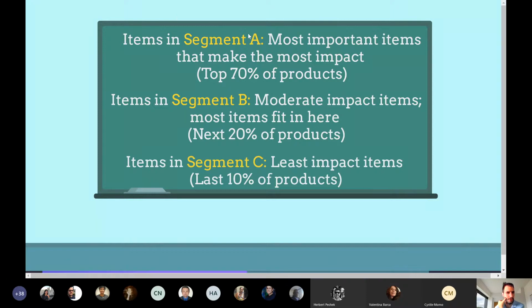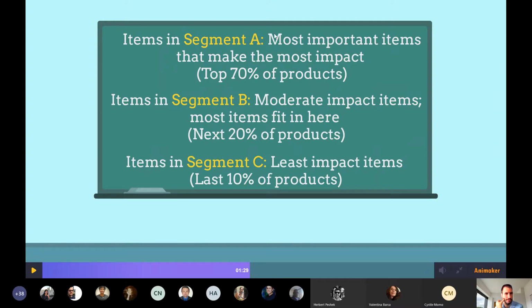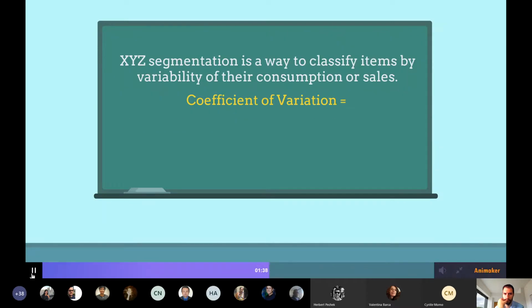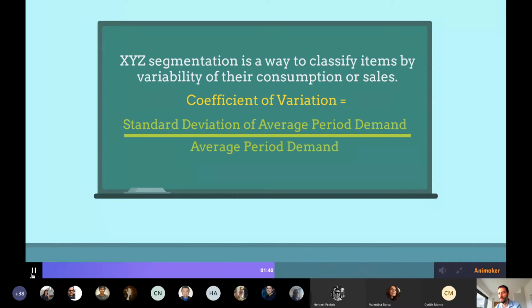This is also the classification for ABC that was explained by Valentina again. So we have 70% of the products, right? So the most important items that make the most impact, like 70%, right? And then we have 20% and the 10% for the segment C. So the impact is less. It's more about the variation.